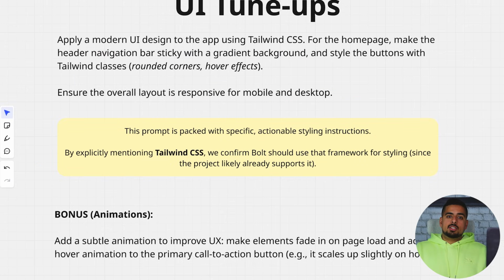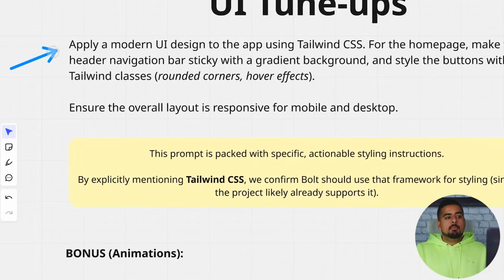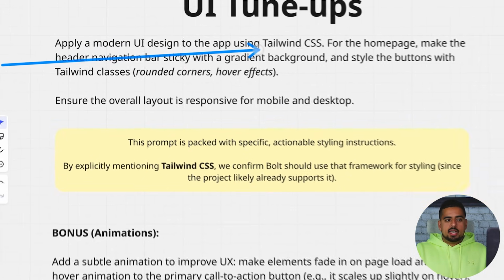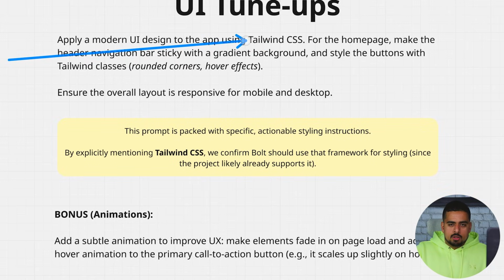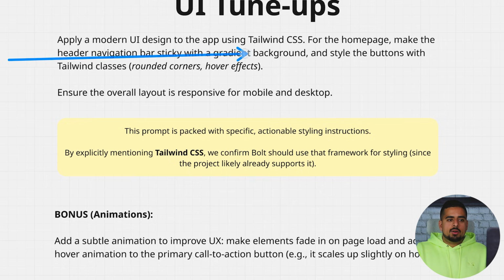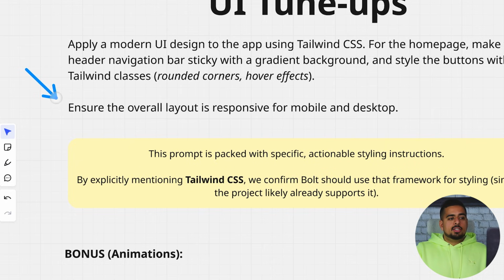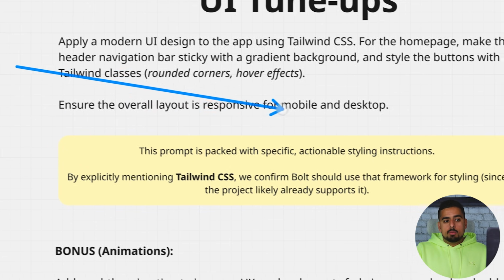And our last example here is on improving the user interface of your app, which again we have a separate video for. But here we said, apply a modern UI design to the app using Tailwind CSS. It uses this by default, so you don't have to actually mention it. For the homepage, make the header navigation bar sticky with a gradient background and style the buttons with Tailwind classes. In this case, you don't have to say that again. Ensure the overall layout is responsive for mobile and desktop.